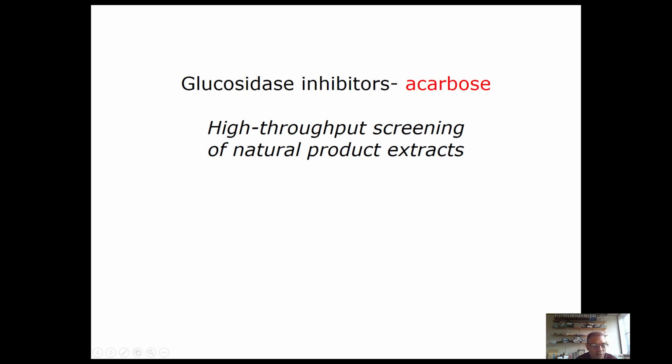We're going to continue with the lecture on drugs used for diabetes, and in this part of the lecture we will see several different mechanisms of action for diabetic drugs, and the first of these is Acarbose, which is actually a natural product as discovered by high throughput screening.